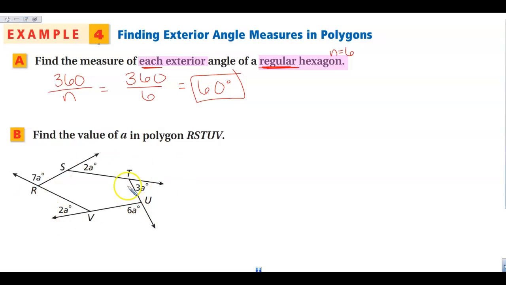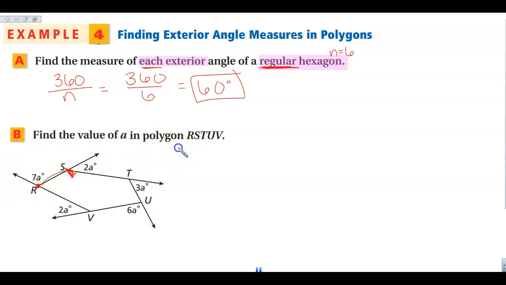Looking at part B here, we have exterior angles, 1 at each vertex. All right. And again, exterior angles, no matter what, are going to add to 360. So pick a place to start. It doesn't matter what vertex you start at. It doesn't matter which direction you go. Okay. But pick a place to start and go around the circle.